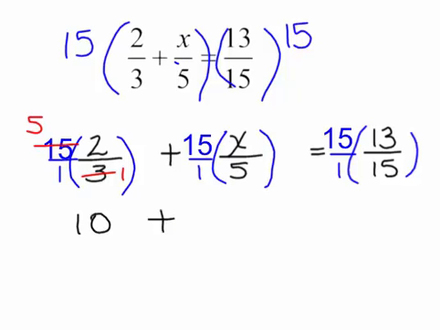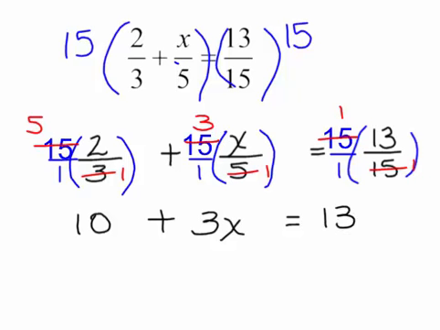In the second term, 5 will go into 5 one time, and 5 will go into 15 3 times. In the numerator, I will have 3 times x, which is 3x. In the denominator, 1 times 1 is just 1. On the right side, 15 will go into 15 one time. 15 will go into this 15 one time. And 1 times 13 is 13.